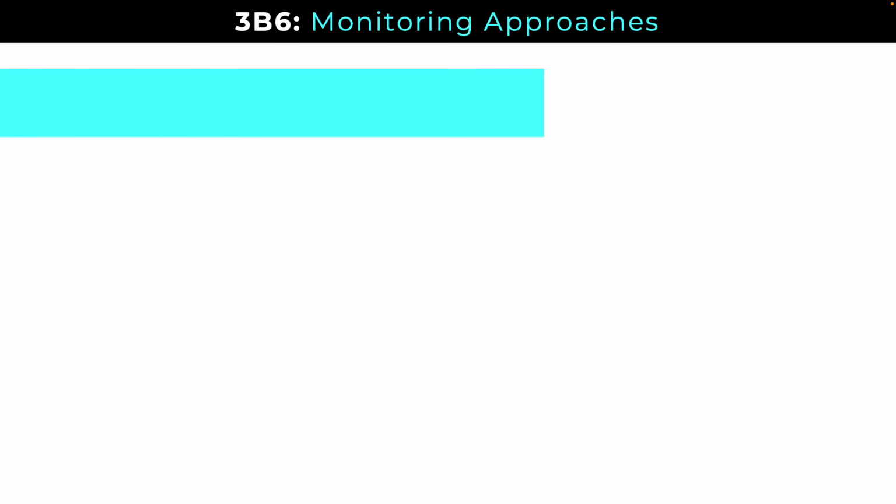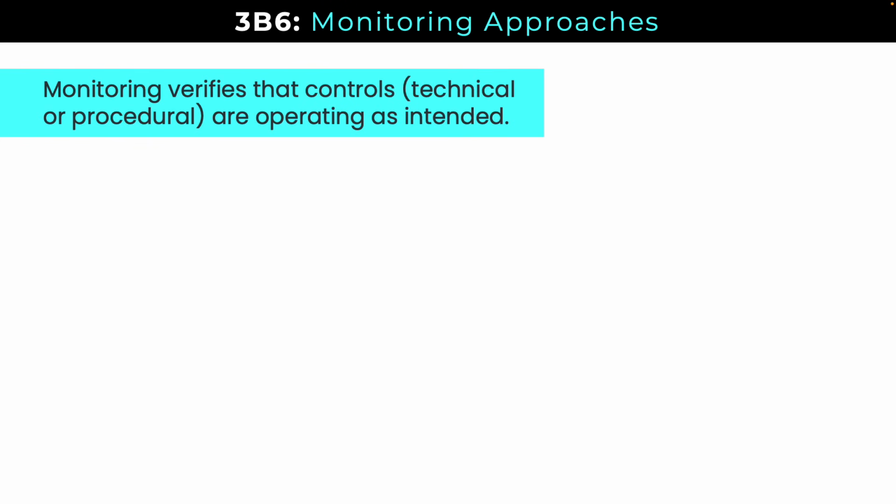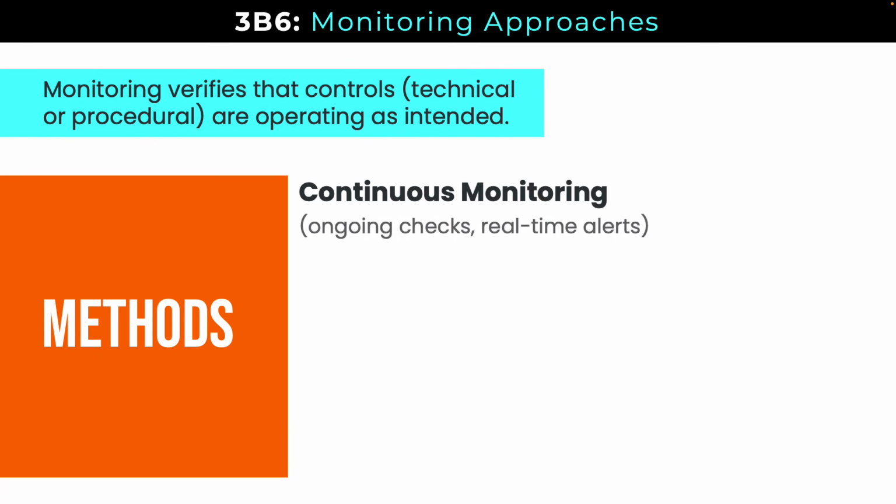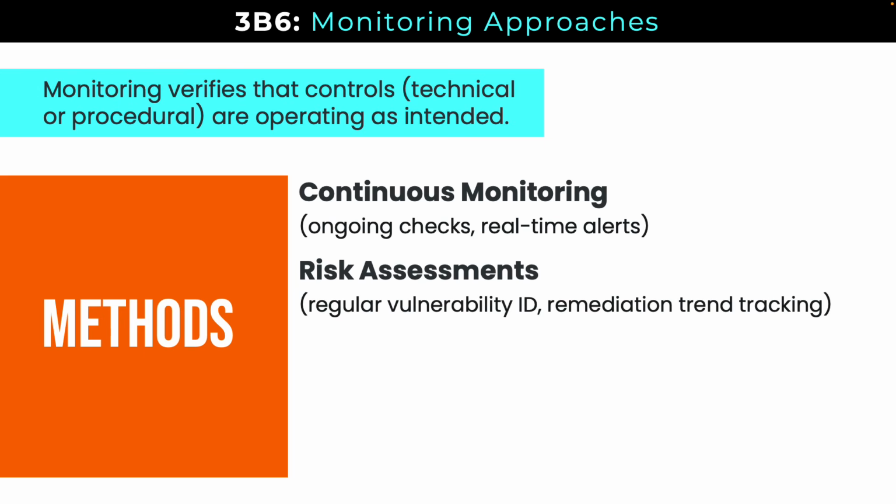So monitoring is how we ensure that our controls are operating as intended. There are a number of methods we can employ here, but continuous monitoring should be in place. So ongoing checks with real-time or near real-time alerts so we can respond quickly to potential issues. Risk assessments, so regular vulnerability identification and remediation trend tracking.